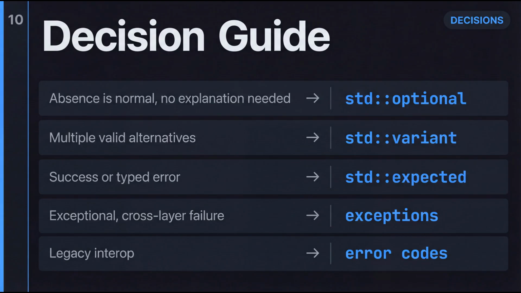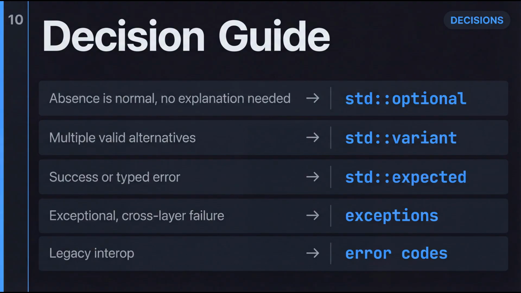A quick reference for choosing the right error model. Absence is normal, and no explanation is needed. Use optional. The function either finds the value or it doesn't. Multiple valid alternatives. Use variant. The result is one of several types, all of which are correct domain states. Success or typed error. Use expected. The caller needs to know specifically what went wrong.